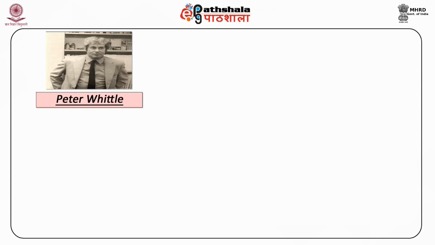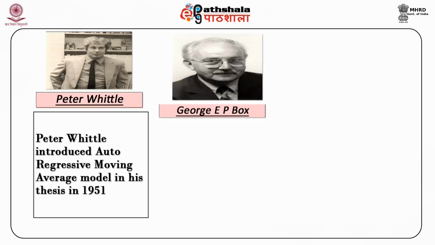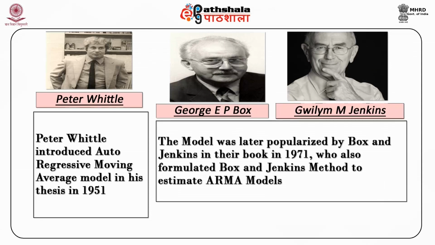Peter Whittle introduced this in his thesis in 1951, and it was later popularized by Box and Jenkins in their book in 1971. They also formulated a method known as the Box-Jenkins method to estimate the ARMA models.